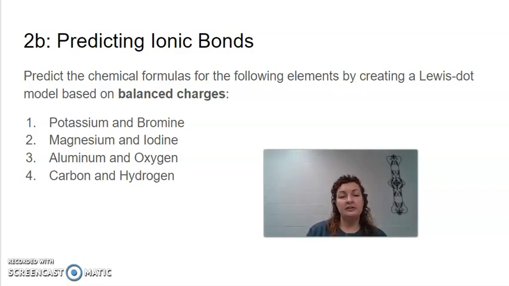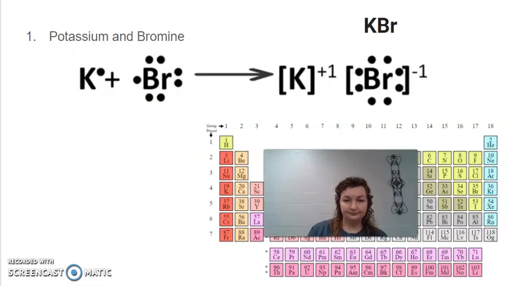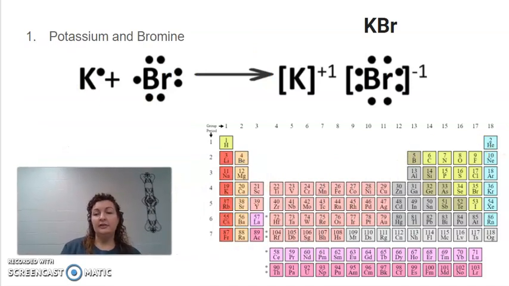So it says predict the chemical formula for the following elements by creating a Lewis dot model based on balanced charges. So we're going to do 4 examples here. We know we have to get to full octets and we have to get to balanced charges. So our first one is potassium and bromine forming a bond together.